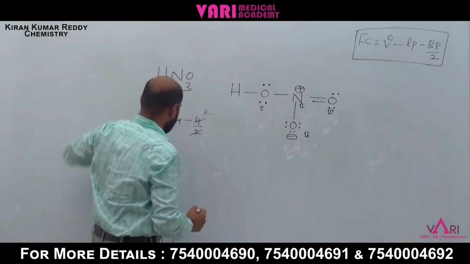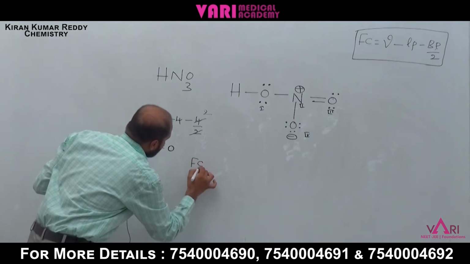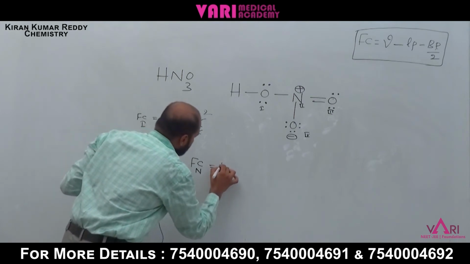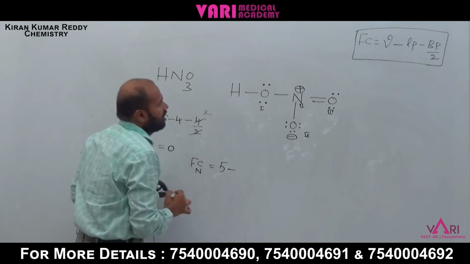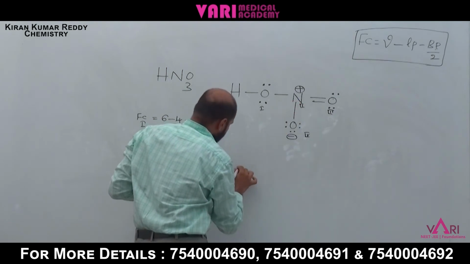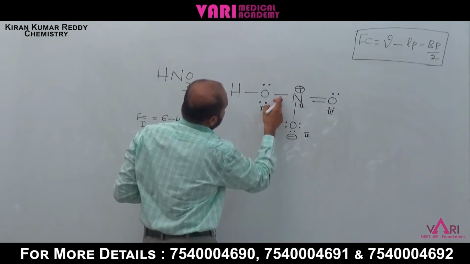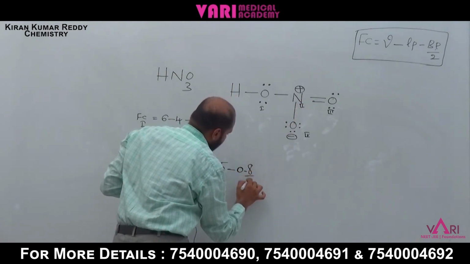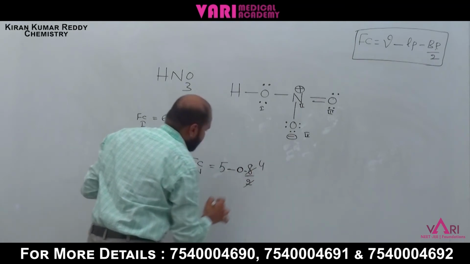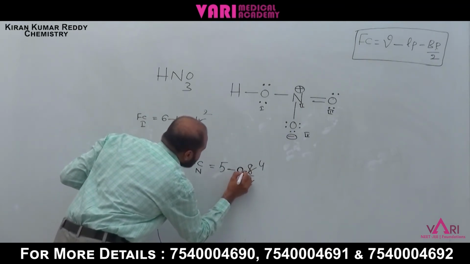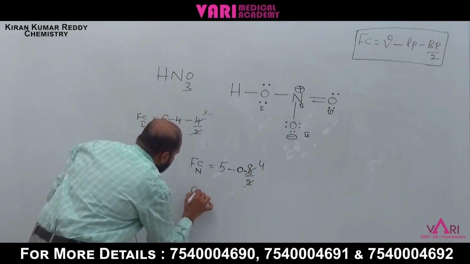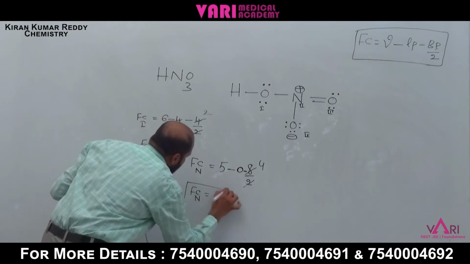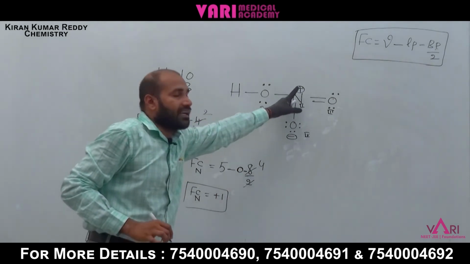Now formal charge of nitrogen atom. Formal charge of nitrogen atom. Here nitrogen atom calculation means nitrogen is the 5th group, minus. Here how many lone pairs? 0. Now bond pairs, tell me, 1, 2, 3, 4. 4 so 8. 8 by 2, that is 4. Now this is the minus. Please write the minus charge, students. Minus. Now formal charge on nitrogen atom is 5 minus 4, plus 1. That is, the formal charge is plus 1 on nitrogen atom.